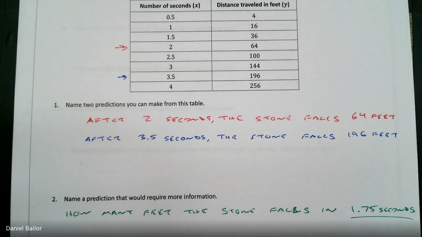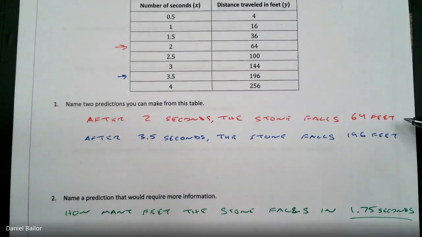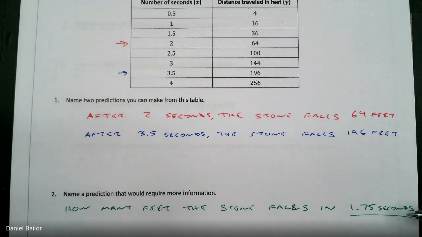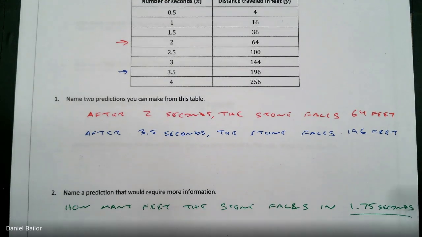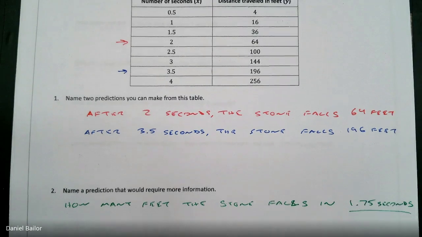Look at the chart, look at your evidence, and see what you think will happen if we drop the stone. So my prediction that I can make, I can make a reasonable guess after 2 seconds, after 3.5. But if I want to make a prediction about 1.75, I'm going to need more information. So that's just practicing using predictions according to functions, predictions with functions.